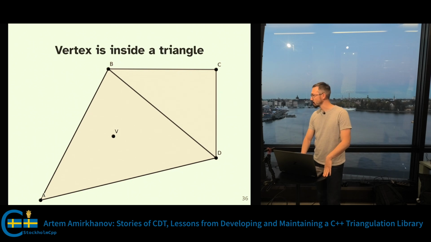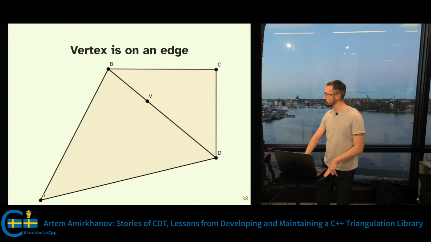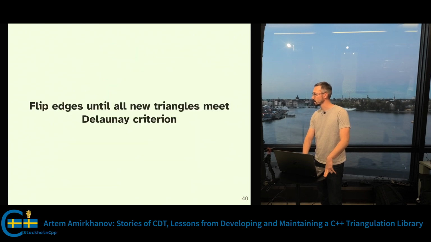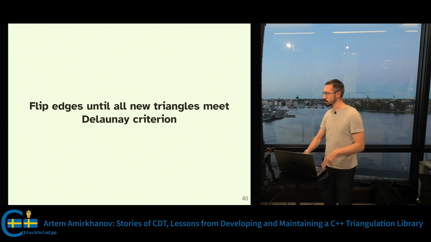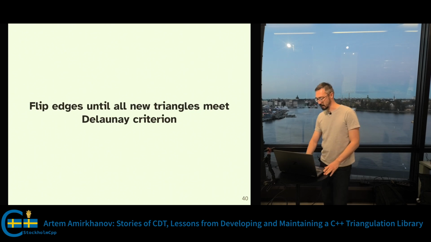After you found the triangle, there are 2 ways. If it's inside the triangle, you split the triangle into 3 triangles, and then you continue ensuring the Delaunay criterion. If the vertex is on the edge, you split 2 triangles into 4 triangles. After you've done that, you make sure these new triangles are Delaunay. And if they aren't, you do edge flips until there are no more triangles that are not Delaunay.